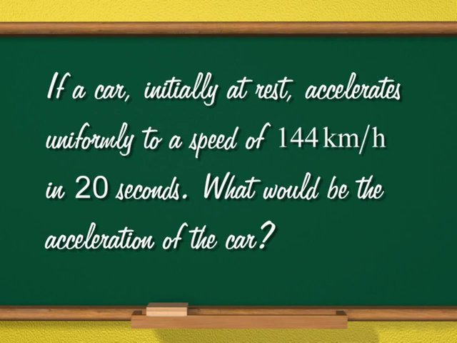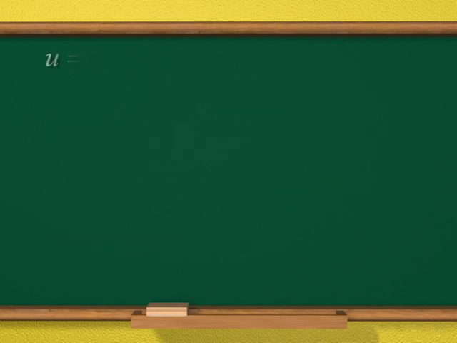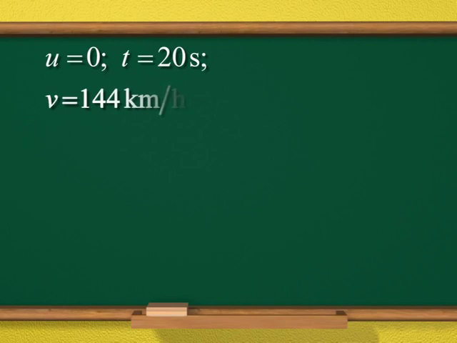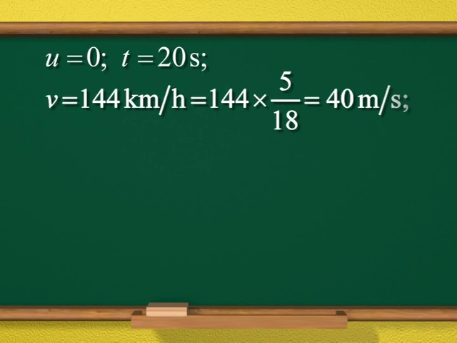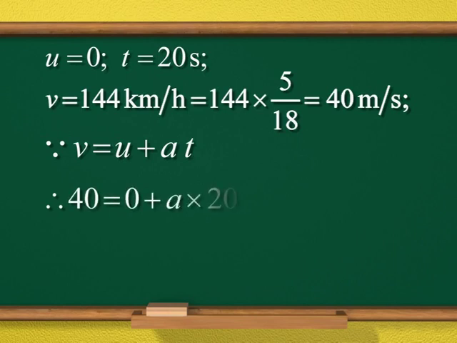Here, initial velocity of the car is 0 and after 20 seconds, final velocity becomes 144 kilometers per hour, that is 40 meters per second. On substituting the given values in the velocity time relation, we get 40 equal to 0 plus 20 times a, that is a equal to 2 meter per second square.